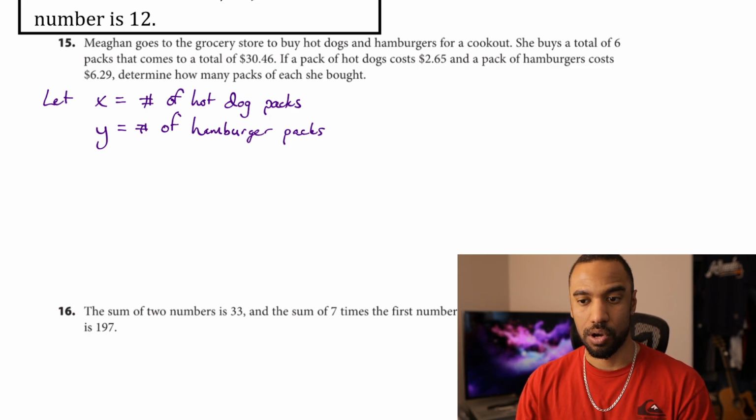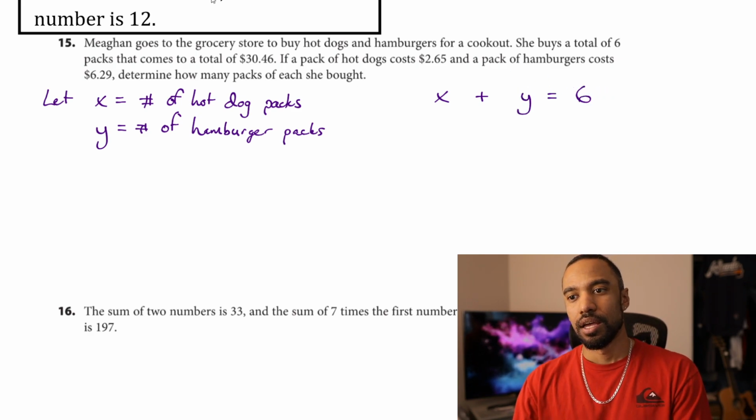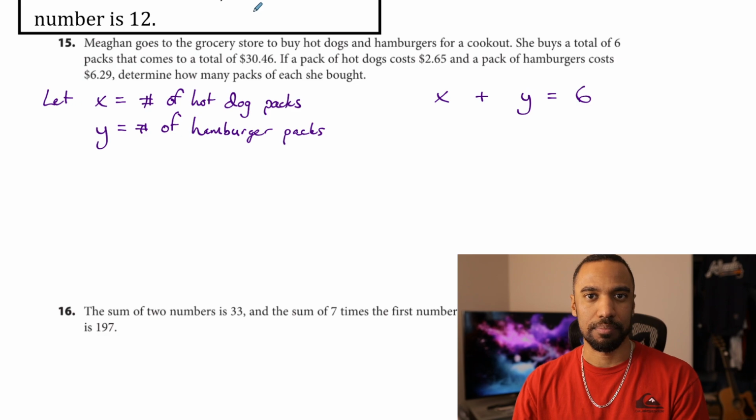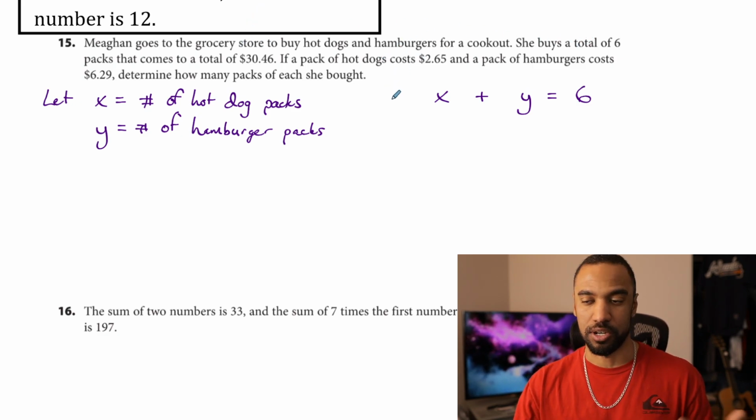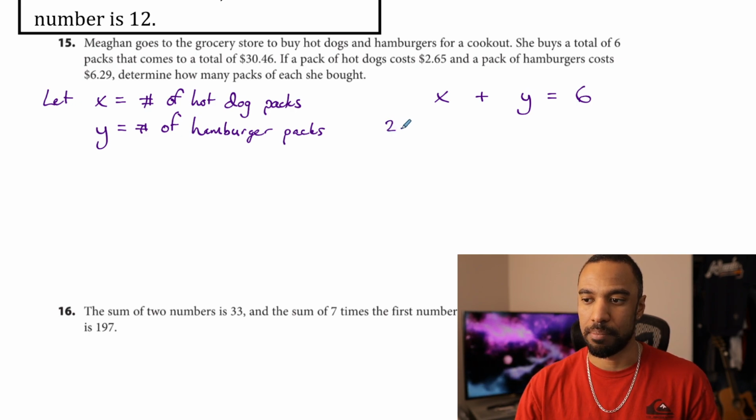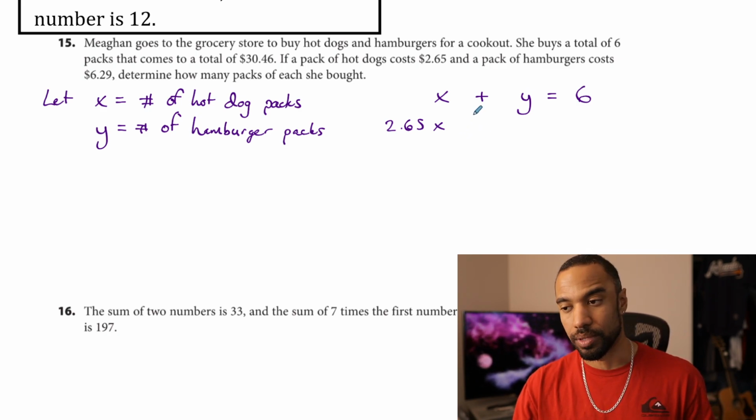So 6 total packs, so x plus y equals 6. And this is the equation that scares me, if you're like me and you like to try and make these numbers smaller or non-decimals, and you take too long to make it happen, maybe it's not worth its while to do that.